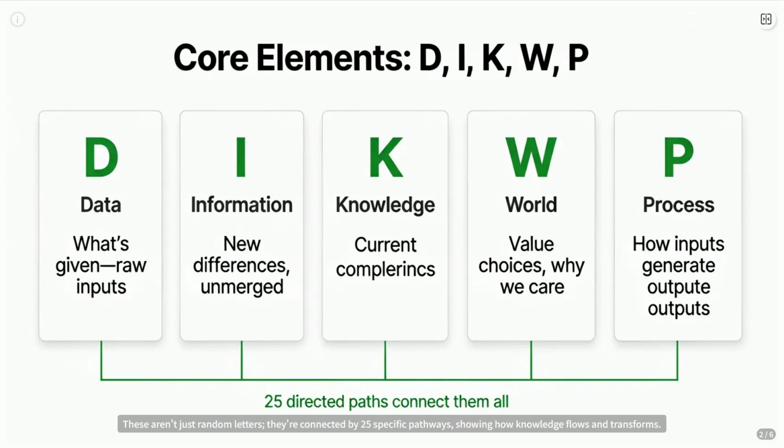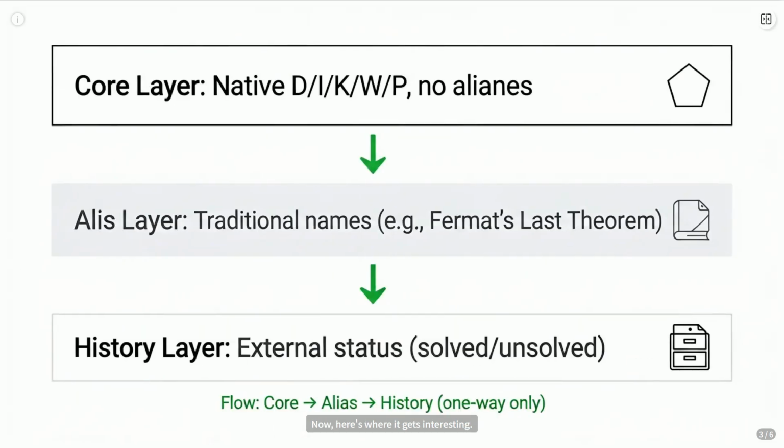These aren't just random letters. They're connected by 25 specific pathways, showing how knowledge flows and transforms. This is the native language, the bedrock. Now, here's where it gets interesting. We have 3 layers. At the very bottom, the core layer, that's our DIKWP system. Pure, unadulterated, no preloaded assumptions. Think of it as the DNA.